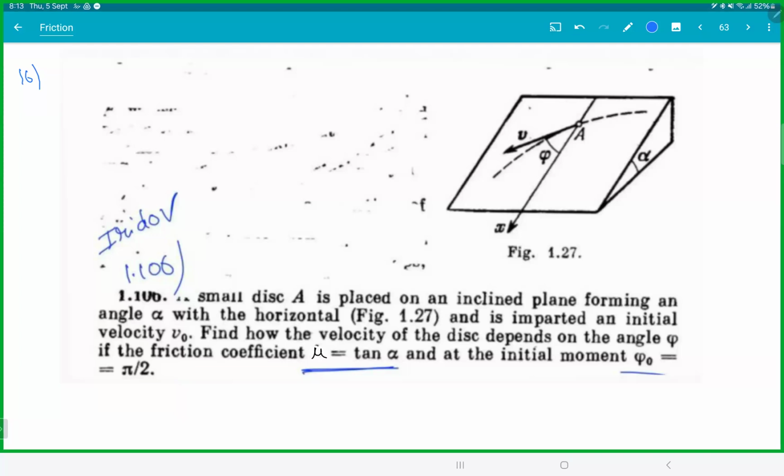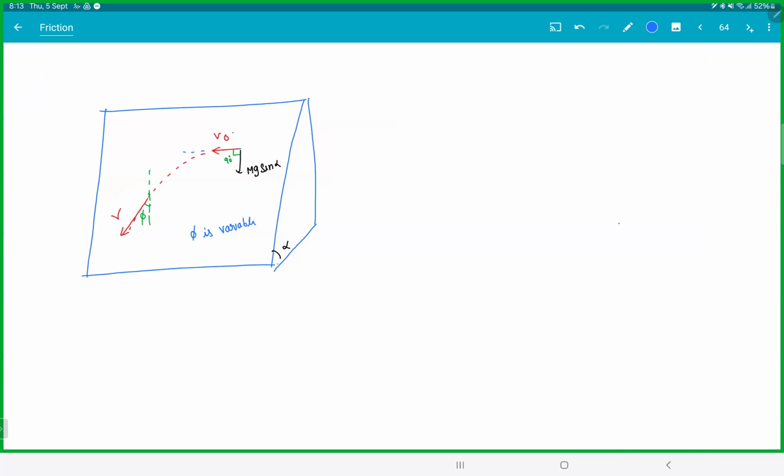Let's see. Listen carefully. Like I said, it's difficult to figure out. You should have seen this thing once, you should know the process. So if you look at this from the side view, at any instant, look at the forces here. There is an mg sine alpha, which is dragging you down. There is an mg cos alpha, and there's a normal reaction.